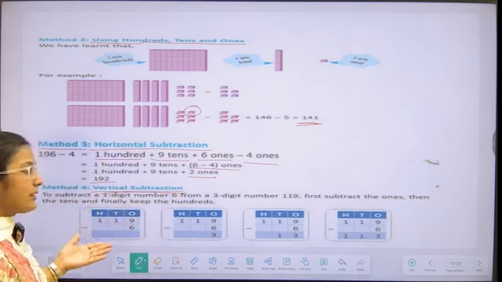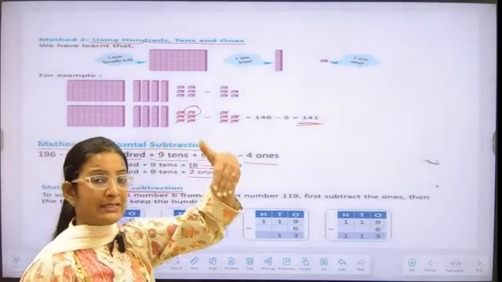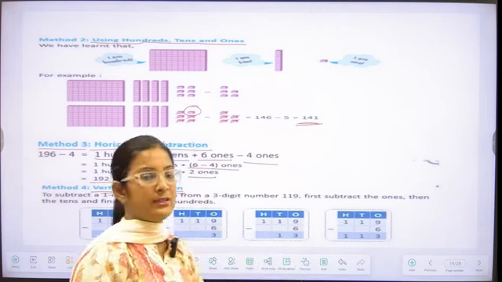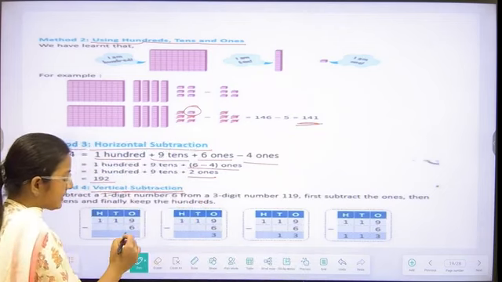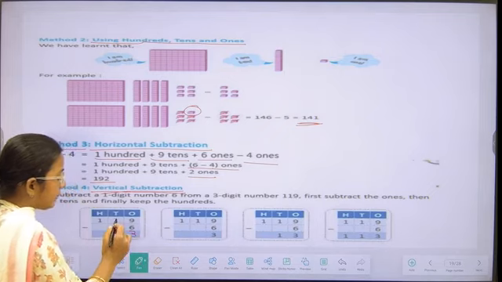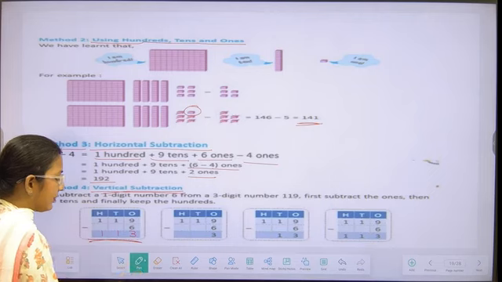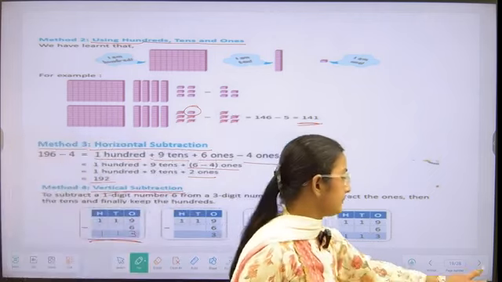Now we are going to understand how we can do vertical subtraction. For vertical subtraction, we write the bigger number first, after that the smaller number, and find the difference. Let's do it with me. 9 minus 6, I am getting 3. We don't need to subtract anything from the 1 and 1. So we can say that our difference is 113, student.